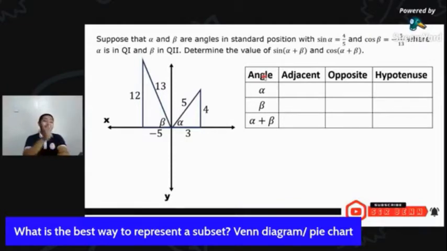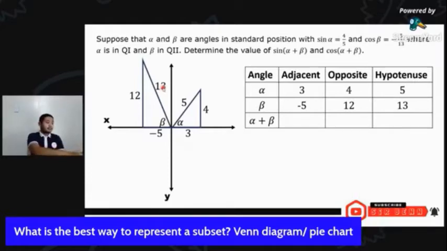Now, for the adjacent side, opposite side, and the hypotenuse of alpha, that is simply 3, 4, 5 respectively. For beta, same, -5, 12, and 13. Now, if we want to add the angles and identify the adjacent side, the opposite side, and the hypotenuse of alpha plus beta, this is the thing that we're going to do.